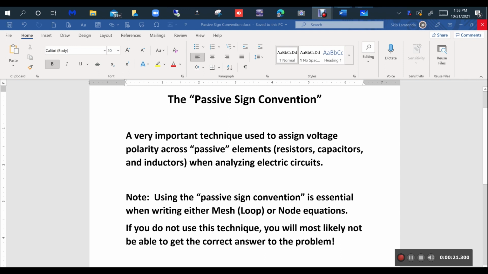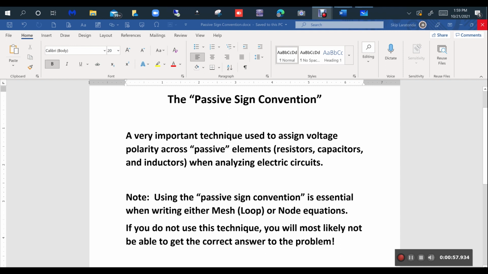The passive sign convention is a very important technique used to assign voltage polarity across passive elements, whether it be resistors, capacitors, or inductors, when you're analyzing electric circuits. Note, using the passive sign convention is essential when you're writing either mesh, sometimes called loop equations, or node equations. If you do not use this technique, you will most likely not be able to get the correct answer to the problem when you're working out and analyzing the circuits.